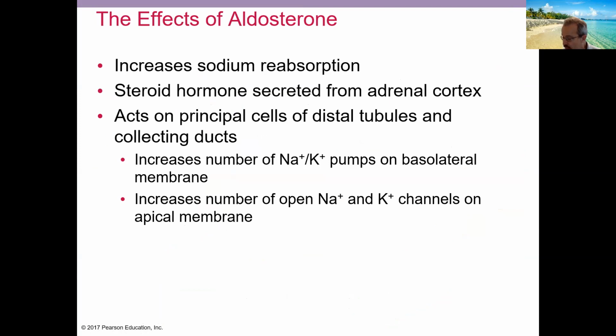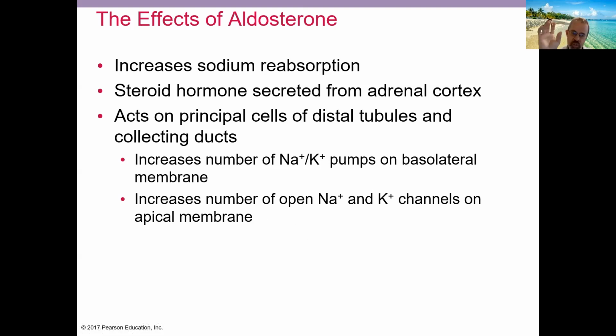So aldosterone, as I mentioned, increases sodium uptake. So how does it do it? There's always a mechanism, right? Physiology is all about mechanisms. So first of all, as I mentioned, it's a hormone produced from the adrenal cortex. It acts on the kidney tubules. How does it increase sodium uptake? It increases the number of sodium-potassium pumps on the basolateral membrane, and increases the number of channels on the apical membrane.